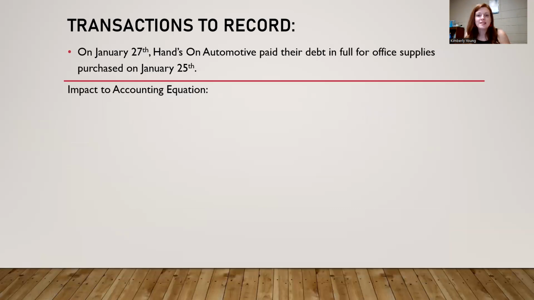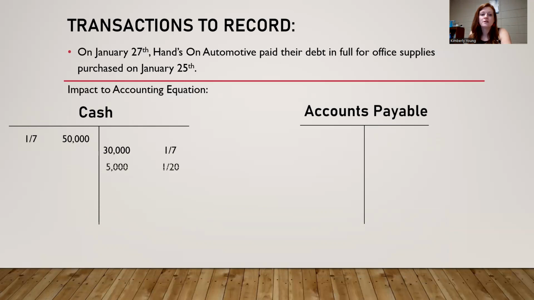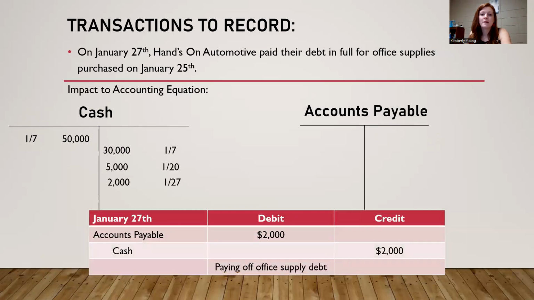All right, on January 27th, they pay their debt in full for the office supplies that they purchased on January 25th. So remember, they purchased those office supplies for, what was it, $2,000? Let's see, I've got things popping up here at the wrong time. So for $2,000, they had purchased office supplies. We had debited office supplies, and right here we had credited accounts payable. Now we are getting rid of that debt. We are paying it off. So let's take it out of accounts payable. And we are giving them cash instead.